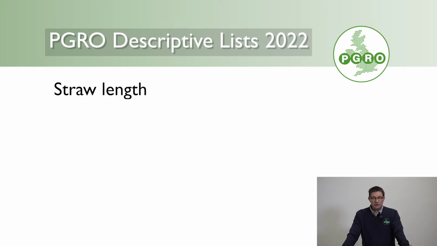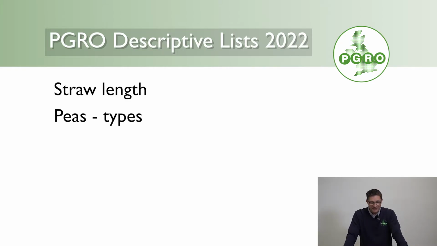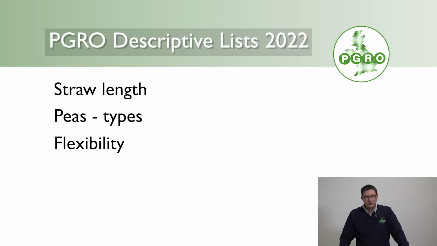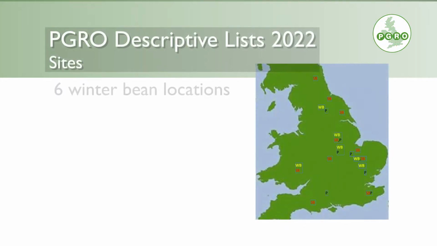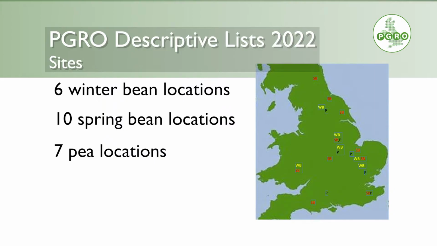We changed the pea types as well, of course, to reflect international recognition of the types. White peas are now yellows, and large blues are now green types. And of course, it's given us a lot more flexibility within the system that we use. So the sites we use, we have 6 winter bean sites, 10 spring bean sites, and 7 pea locations. And predominantly these are located down the eastern side of the country in the growing areas. Spring beans have the largest distribution of those from Northumberland down to Hampshire, into Kent and across into Herefordshire as well.